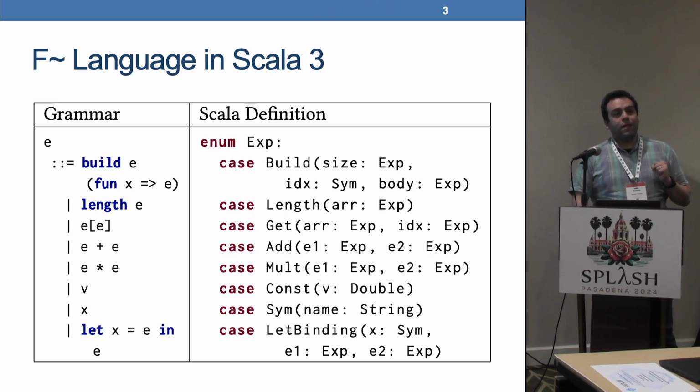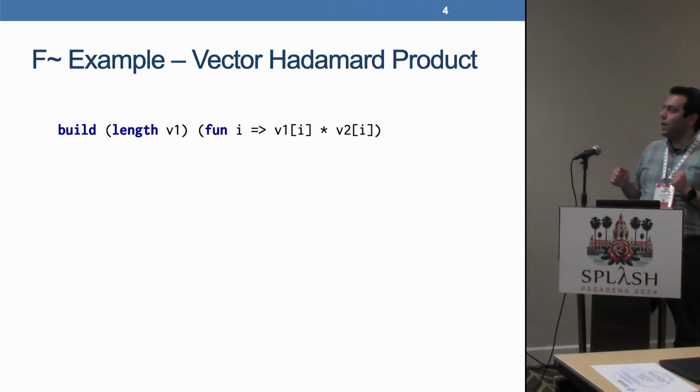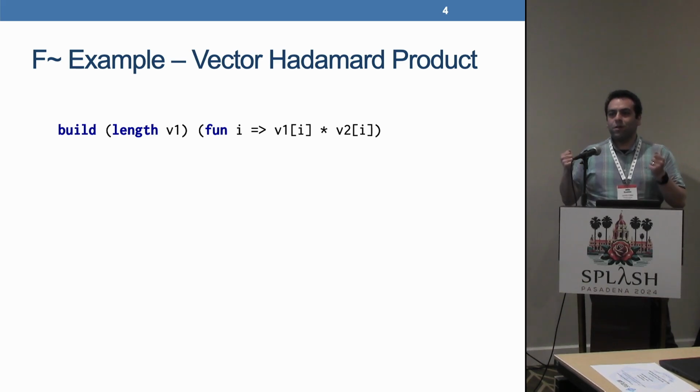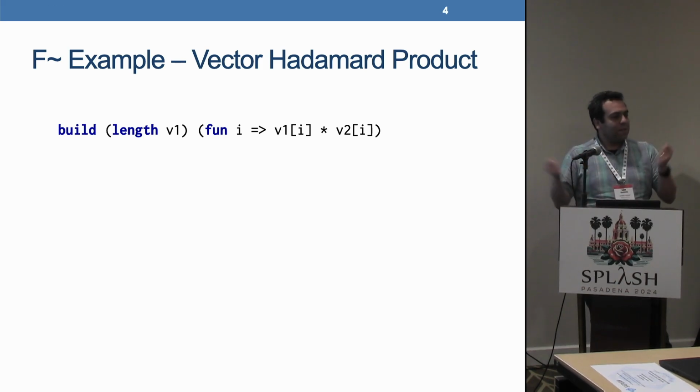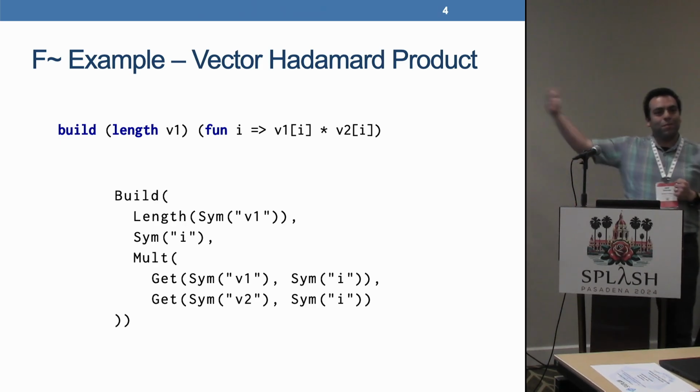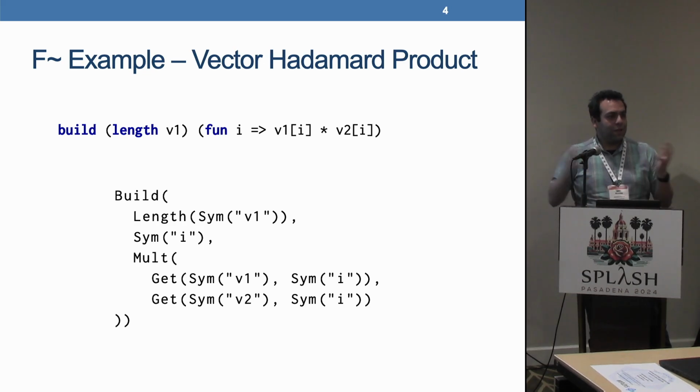Let me give you one particular example. This is how we can do the Hadamard product between two vectors. We have vectors v1, v2. They're arrays. We are building an array with the same length as one of the vectors. And for element i of the result vector, we are multiplying element i from the two input vectors. So this is the concrete syntax of a particular program. This is how it's going to be represented in Scala by using the ADTs.